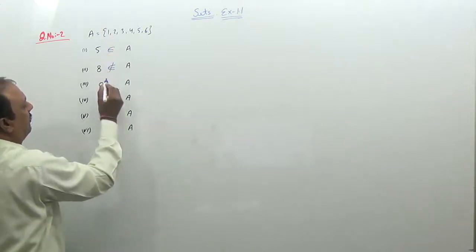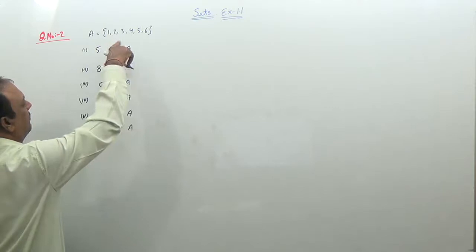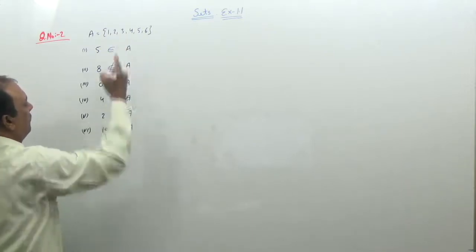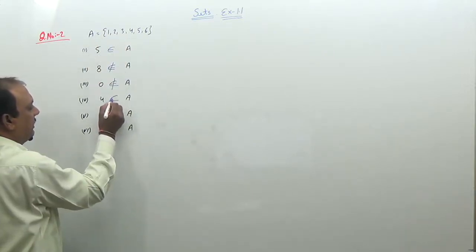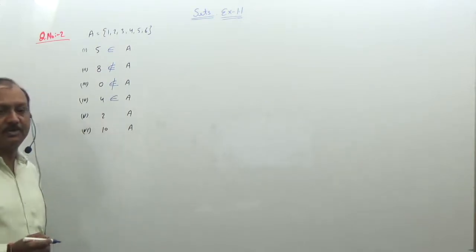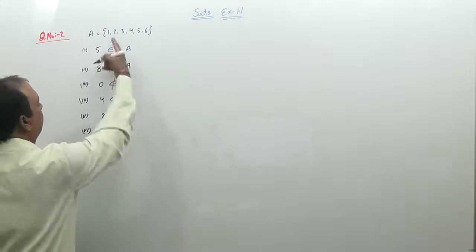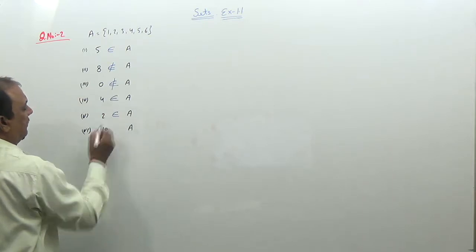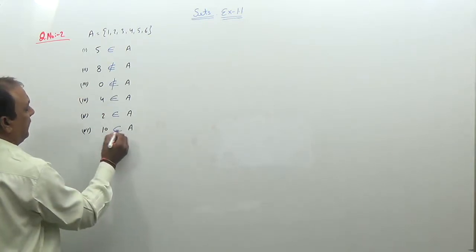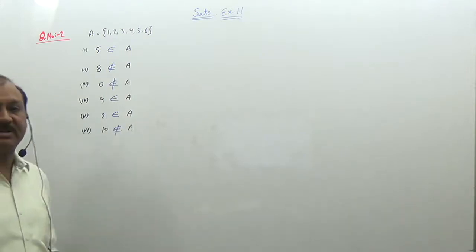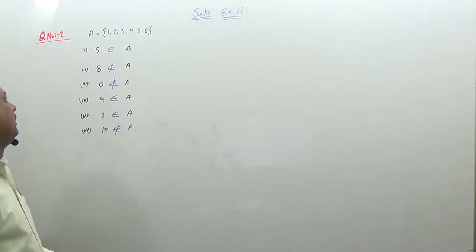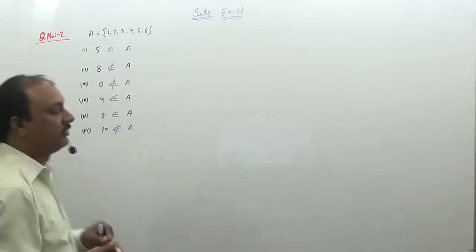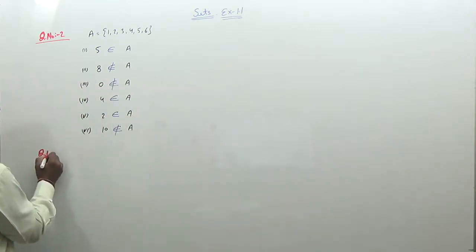0 also does not belong to A, meaning 0 is not a member of the set A. Next, 4 is a member of the set A, so we can say that 4 is an element of set A, that is 4 belongs to A. Next, element 2 is a member of the set A, so 2 belongs to A, and 10 does not belong to A, because 10 is not a member of the set A. So in question number 2, we have inserted the appropriate symbol, that is, belongs to or does not belong to. Now question number 3.